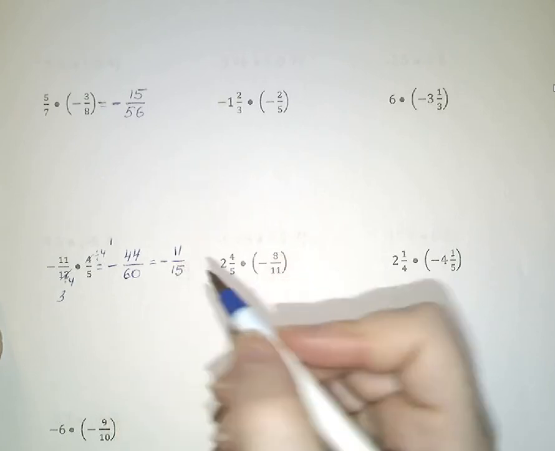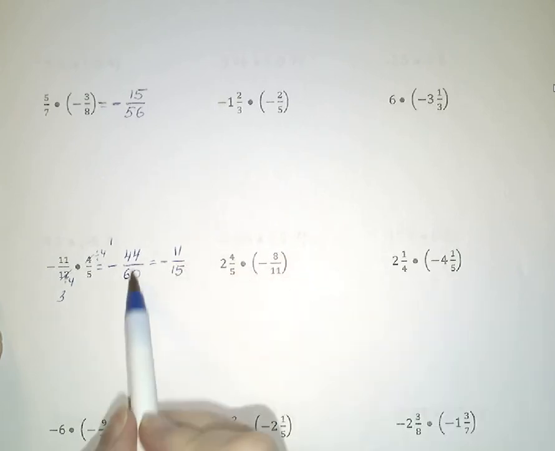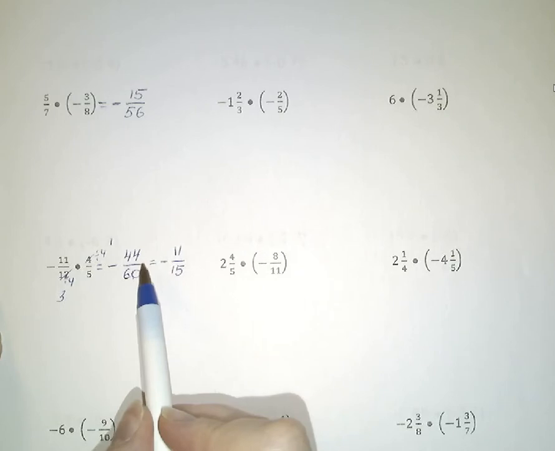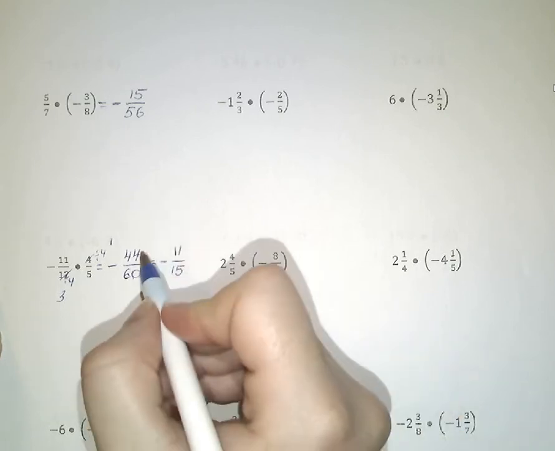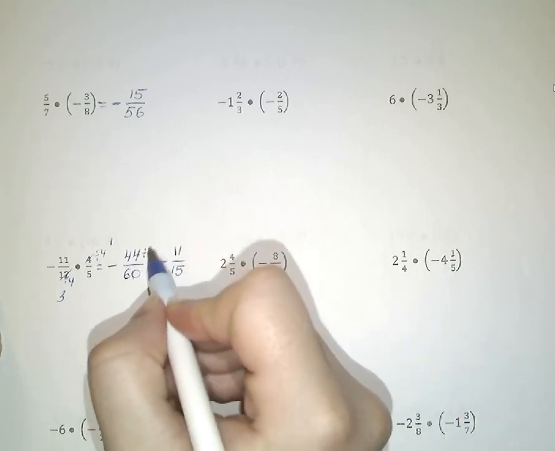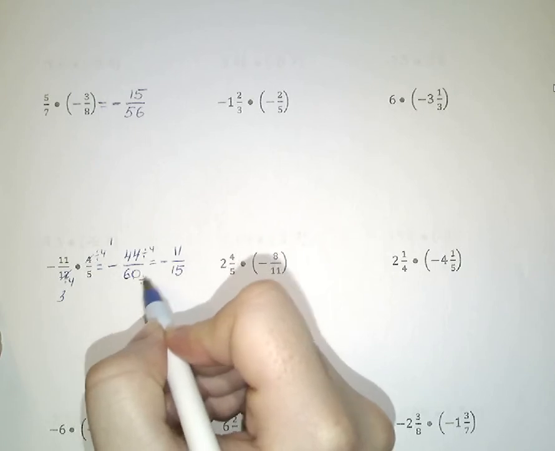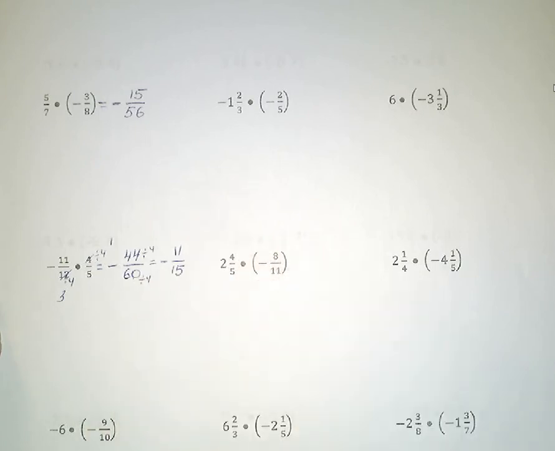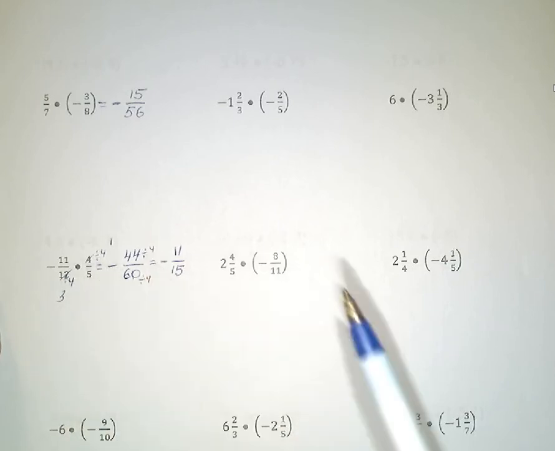is 11, and 3 times 5 is 15. Negative 11 fifteenths. You can also divide this number by 4. There's nothing wrong with that. 44 divided by 4 is 11, and 60 divided by 4 is 15. Okay, so if you forgot that first step, like I just did, no problem, do it at the end.